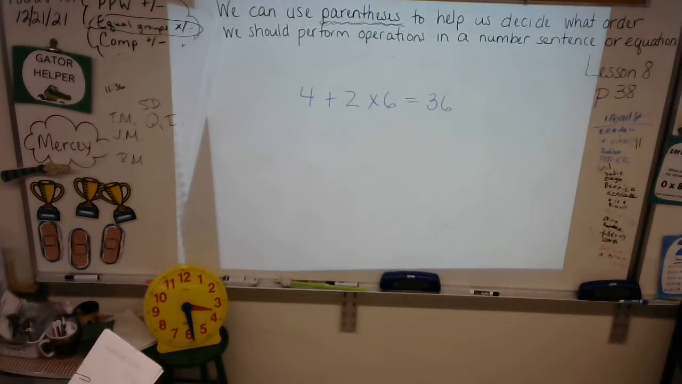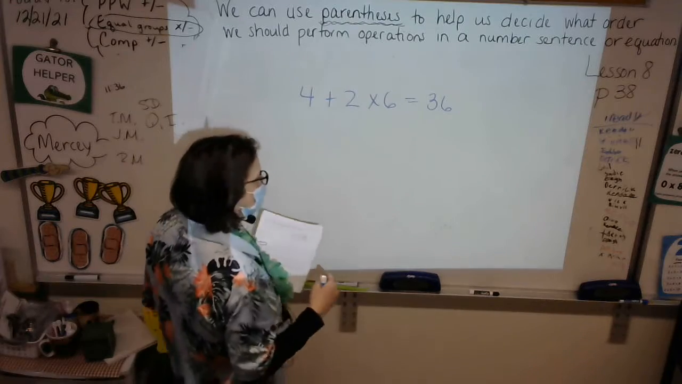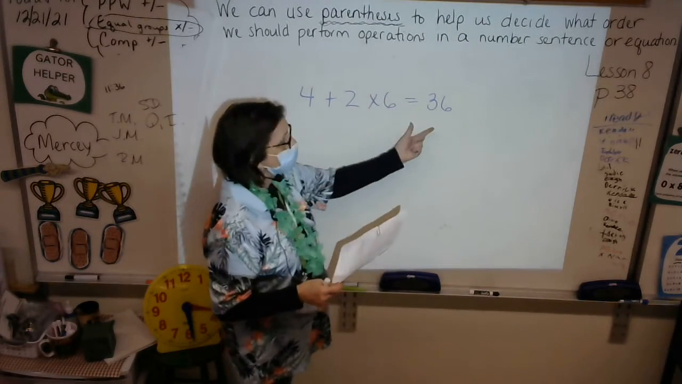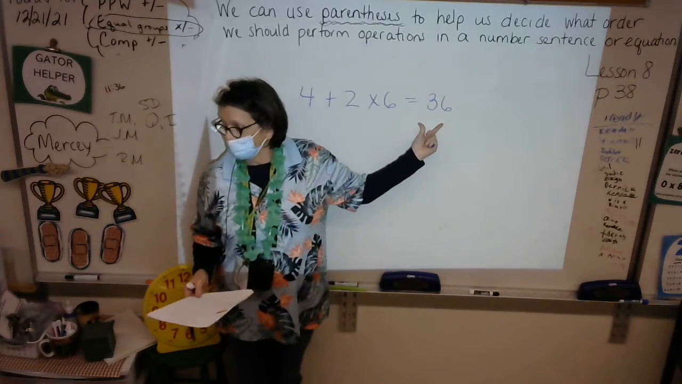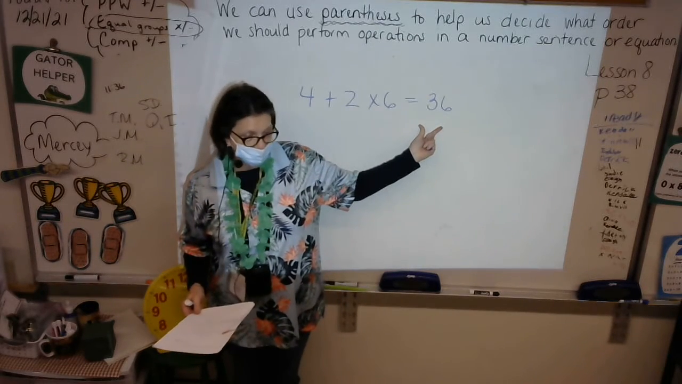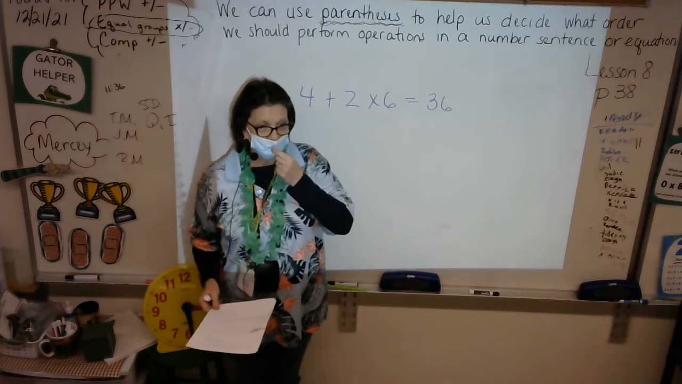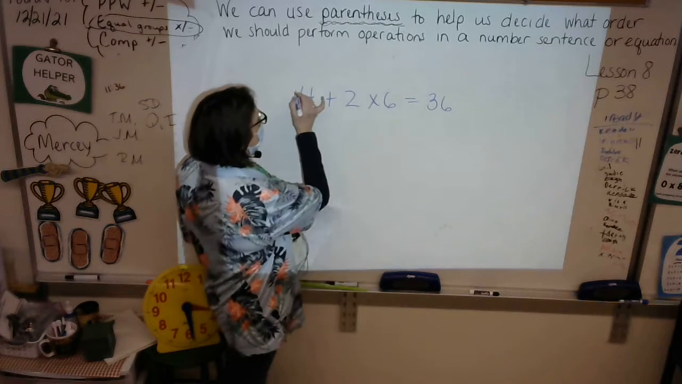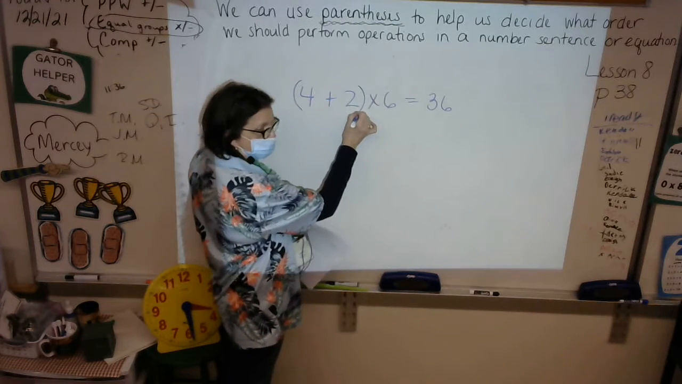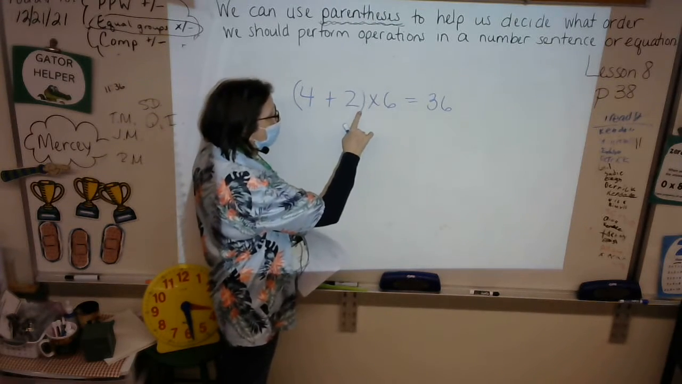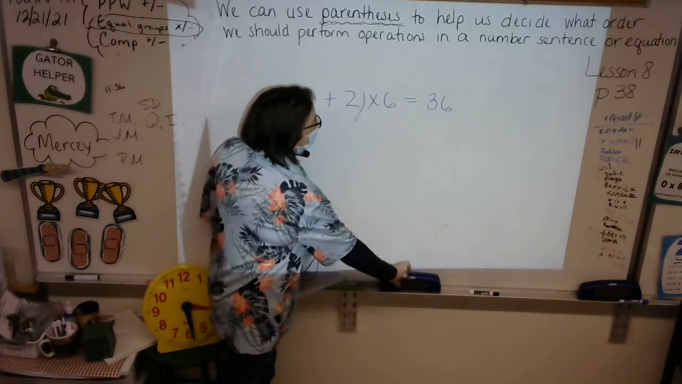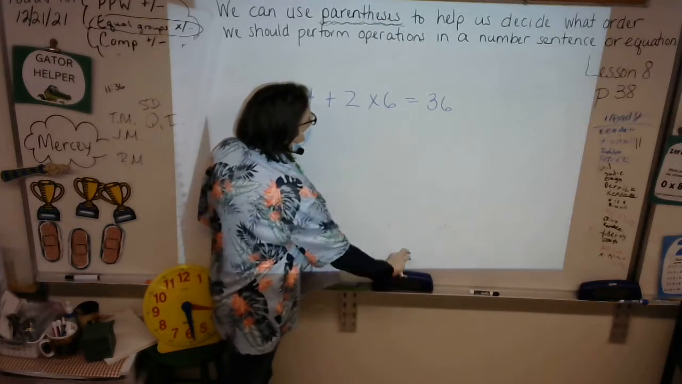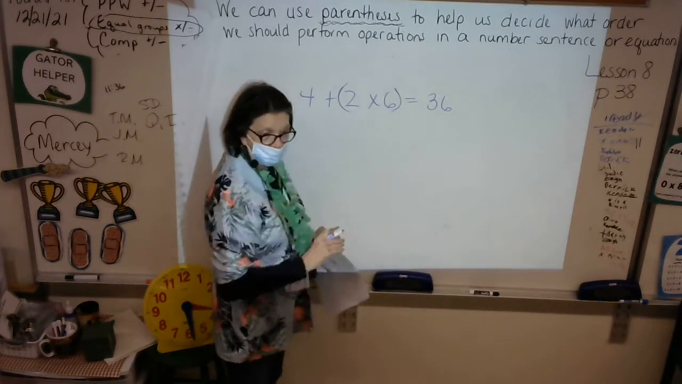Friends at home, your template will already say this, so you're just going to have to figure out how to place the parentheses. Okay, so we know in this example, we want our answer to be 36, correct? I told you what I wanted to come out. There are two options for us to place our parentheses. We can either place them around the 4 and the 2, or you can place them around the 2 and the 6, right? You have those two options.